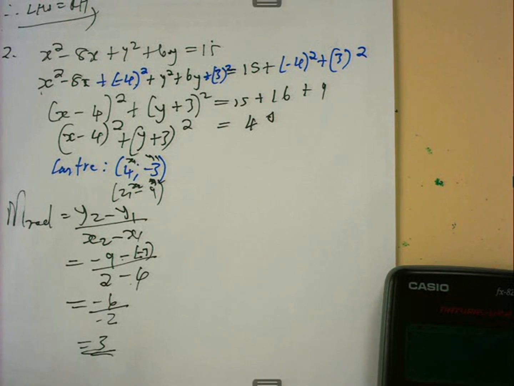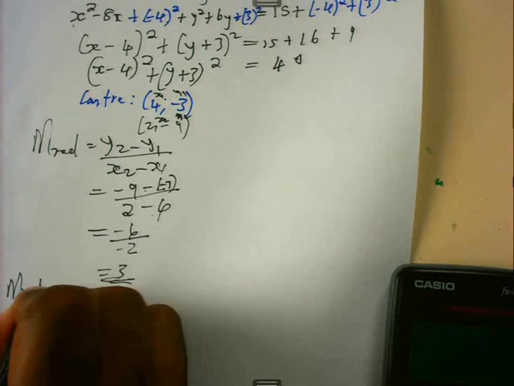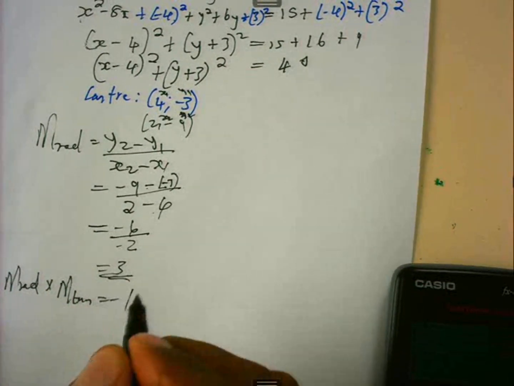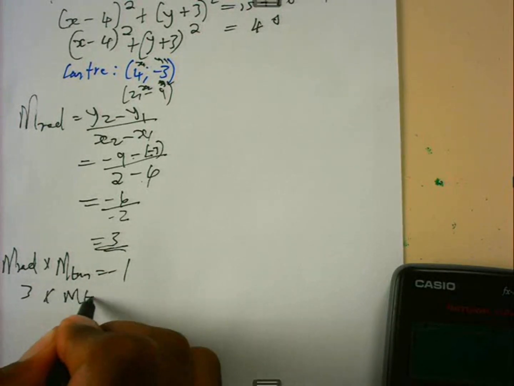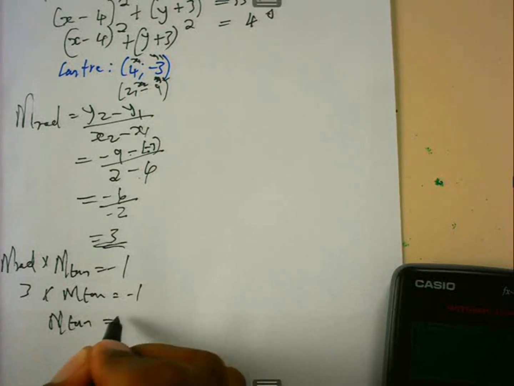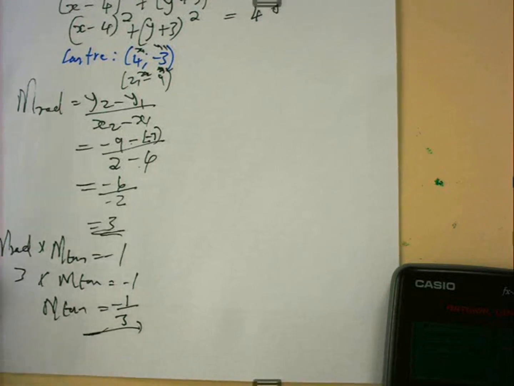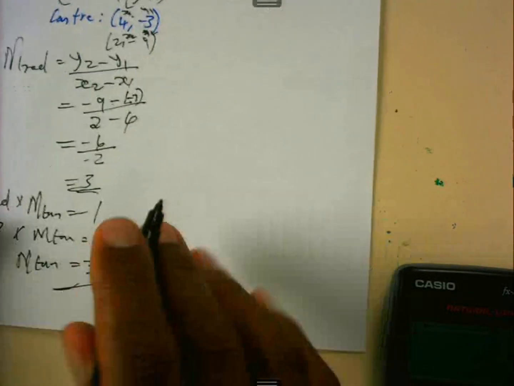How do we determine the gradient of the tangent? Of course, you remember m radius multiplied by m tangent is equal to negative 1. Right, you substitute this one here, so 3 times m tangent is negative 1. Therefore, you divide both sides by 3. Therefore, m tangent will be negative 1 divided by 3.